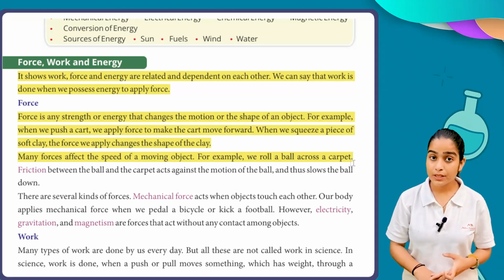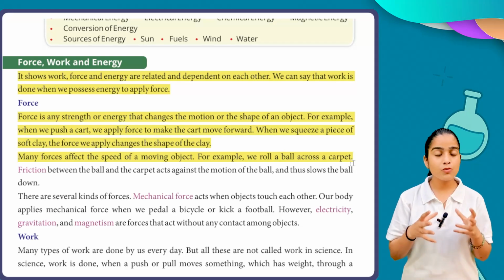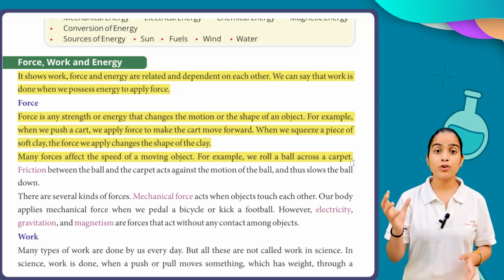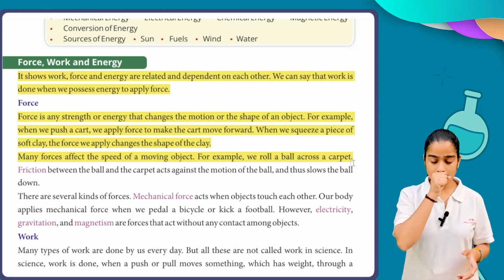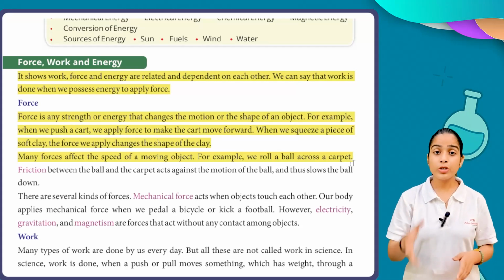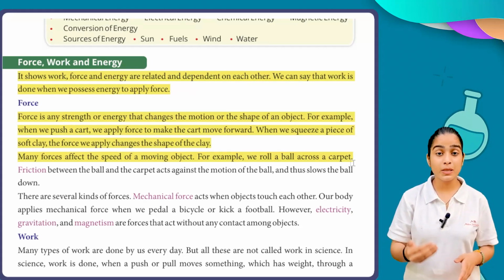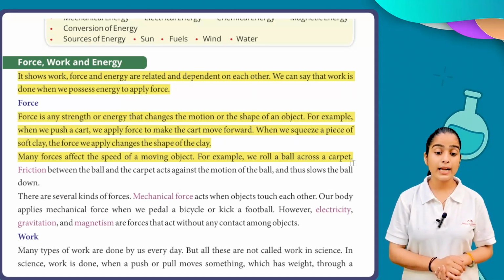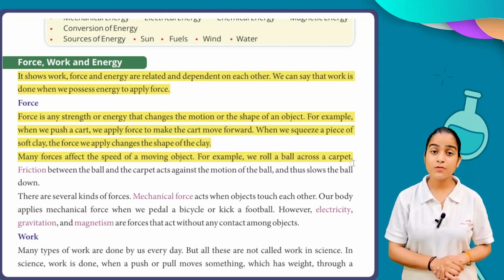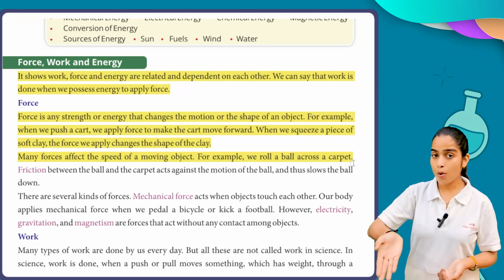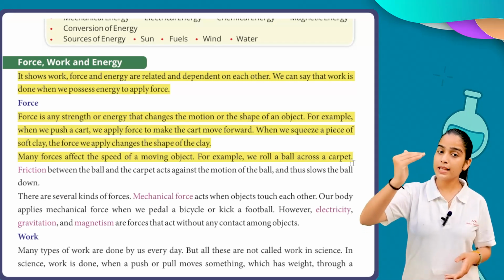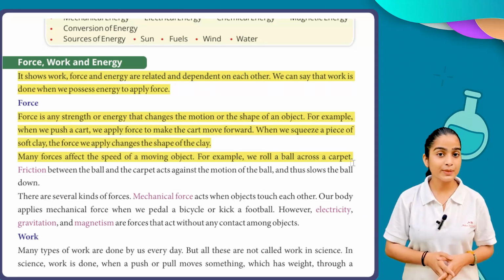And what are the examples we have? For example, you apply force on your clay, so it will change the shape, right? When you apply a force on a ball, it will change its direction, and it will change its speed as well. Friction between the ball and the carpet acts against the motion of the ball and slows the ball down. It means friction is also a type of force we have. So when we kick a ball on the surface, the friction between the surface and the ball decreases the speed of the ball.